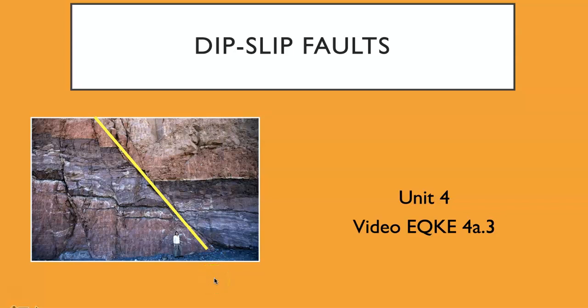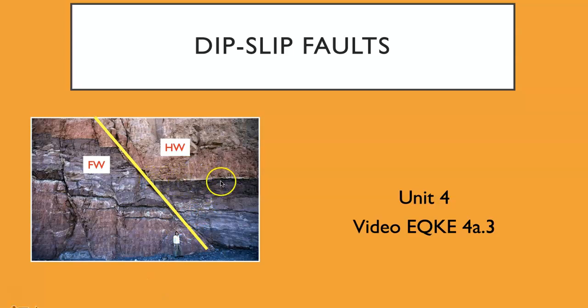Let's think about hanging walls and foot walls. Hanging walls are always going to be above the fault trace, and foot walls are always going to be below the fault trace. So we can label the hanging wall and the foot wall. Now let's think about which side moved relative to the other.